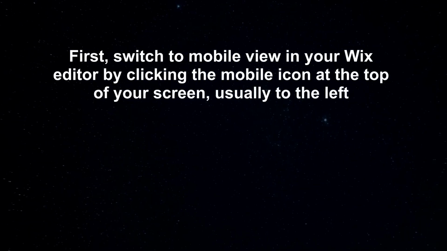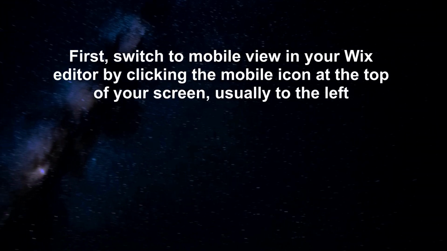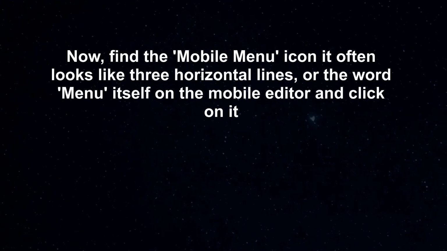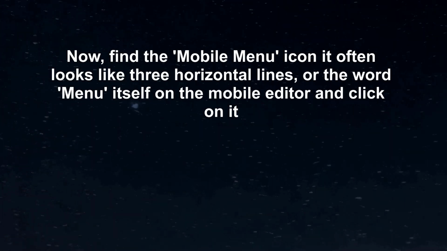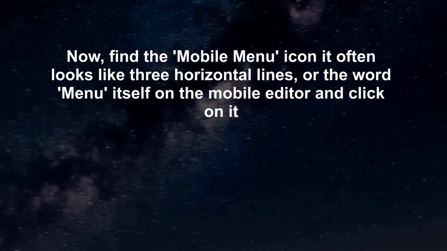First, switch to mobile view in your Wix editor by clicking the mobile icon at the top of your screen, usually to the left. Now, find the mobile menu icon. It often looks like 3 horizontal lines, or the word menu itself on the mobile editor, and click on it.